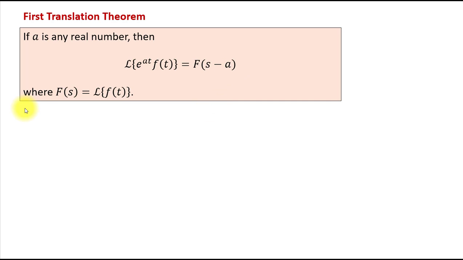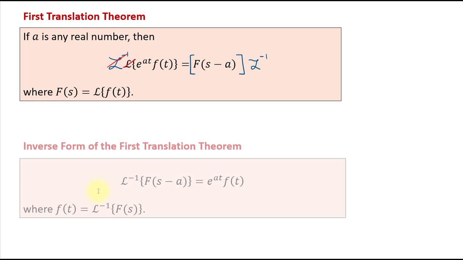In other words, what happens if we apply the inverse Laplace transform to both sides of this equation? So on the right-hand side, we have the inverse Laplace transform of this shifted function F. And on the left side, the inverse Laplace transform and Laplace transform basically cancel each other. So that's how we get the inverse form of the first translation theorem. And once again, it gives us the shortcut. If it happens that we need to find the inverse Laplace transform of a shifted function, all we need to know is the inverse Laplace transform of the original, not shifted function.